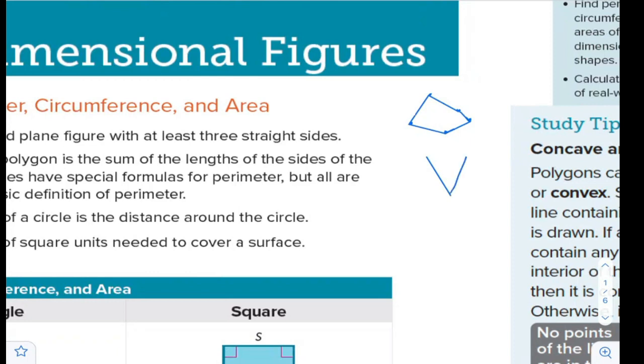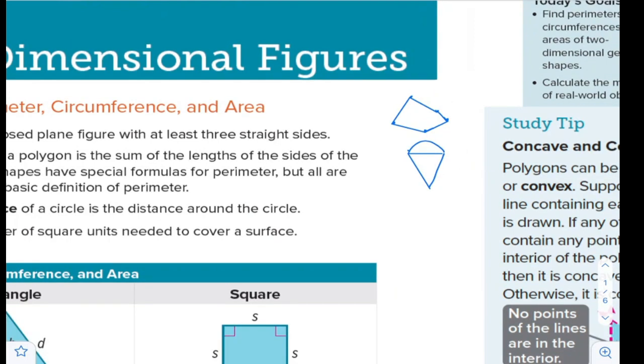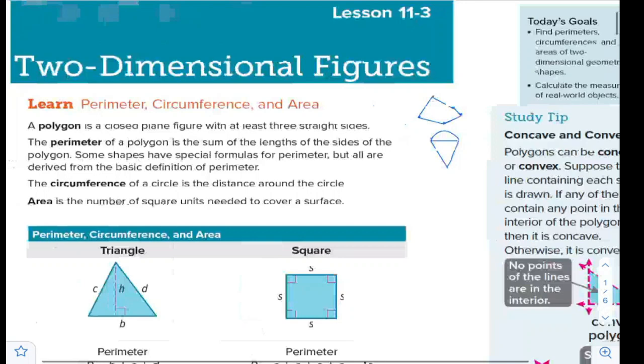Even if you have two segments, and for example this one is curved, like an ice cream cone, it is not a polygon because of the curved path. So we will study the circle as part of our lesson, but it's not a polygon.